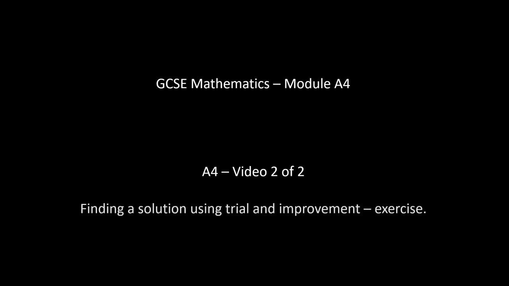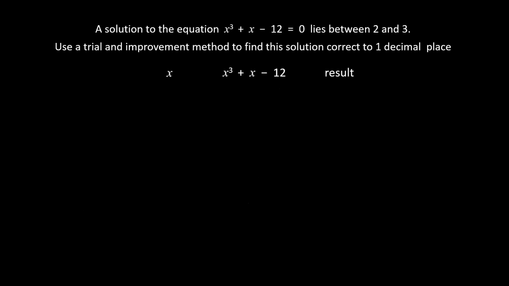Hello, welcome to video 2 of 2 for module A4, and on this one we're going to do an exercise using trial and improvement. Let's start off with a little run through an example. We've got a solution to the equation x cubed plus x minus 12 equals 0 that lies between 2 and 3. Use the trial and improvement method to find this solution correct to one decimal place.